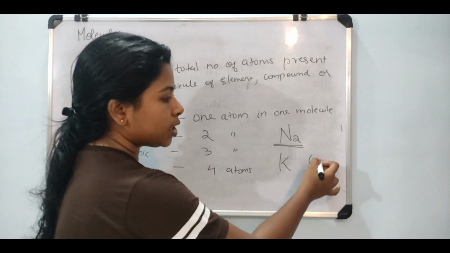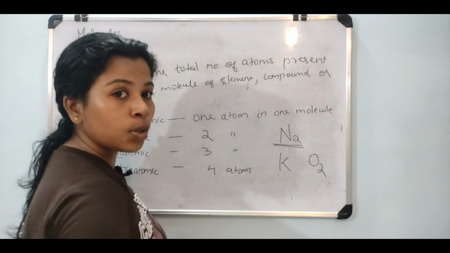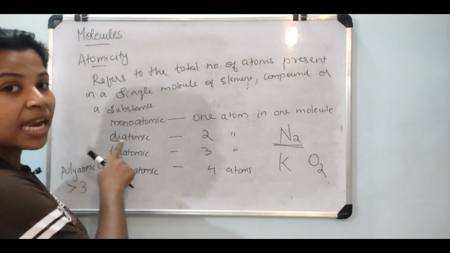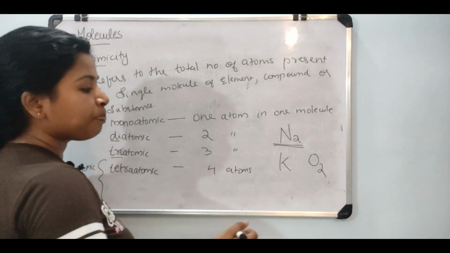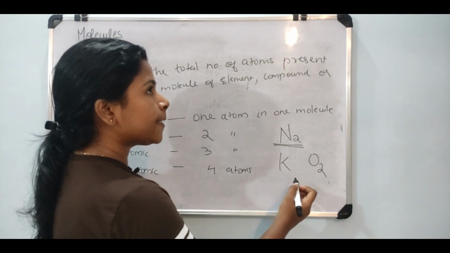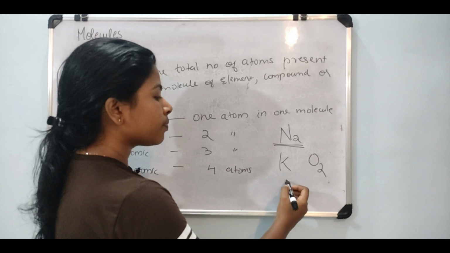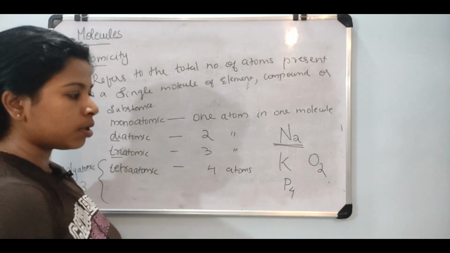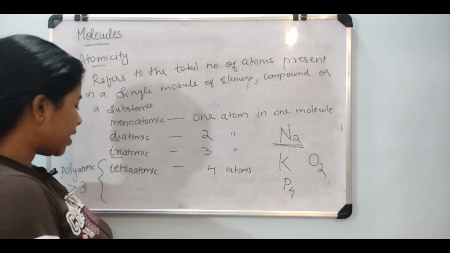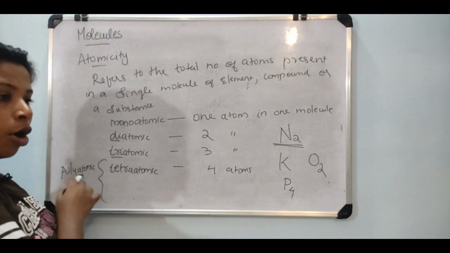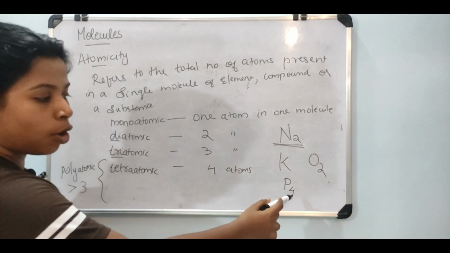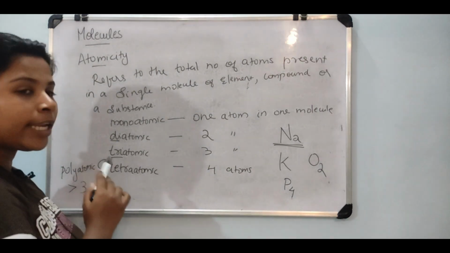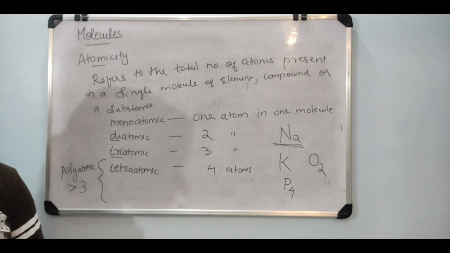See, what is oxygen? The molecule of oxygen is O2. How many atoms are there? 2. So oxygen is diatomic. Okay. Now, what is P4? P4, phosphorus. It comes under polyatomic, greater than 3. How many atoms are here? There are 4 atoms. So this is polyatomic. Okay.